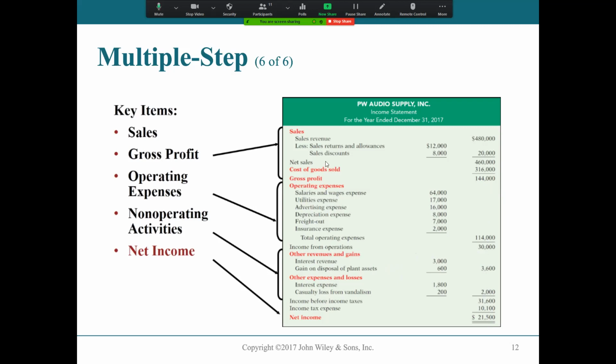Instead of just sales revenue or service revenue, it's going to have sales revenue minus the discounts and returns. It's going to break expenses into operating expenses and then other gains and expenses. So it just provides more detail. But other than that, it's the same concept. It's still our sales minus all of our expenses ends up being our net income.